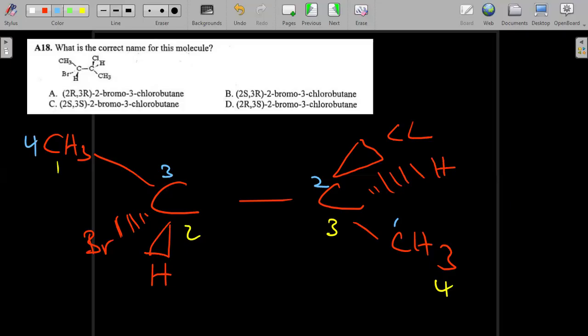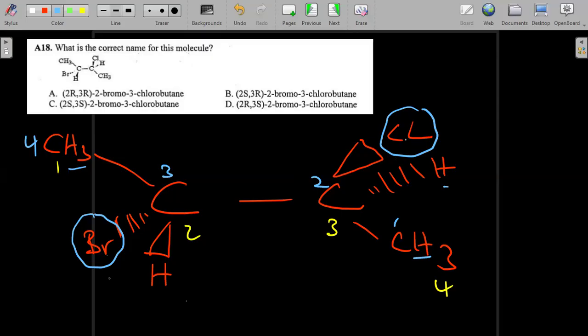Which side do you choose to start your counting with? You go for the side that has the highest priority. Here I can see CH3, CH3, hydrogen, hydrogen. Then we have the boron and the chlorine there. So which one has higher priority? Which one comes first between the boron and the chlorine?